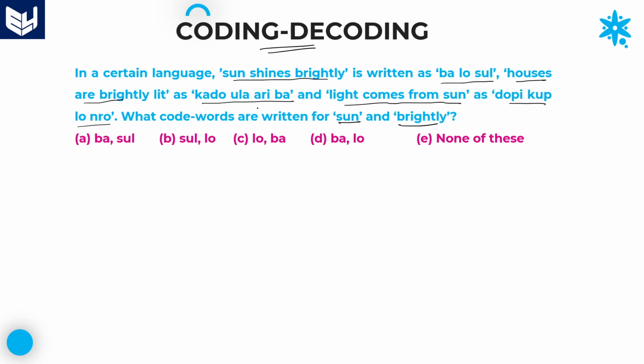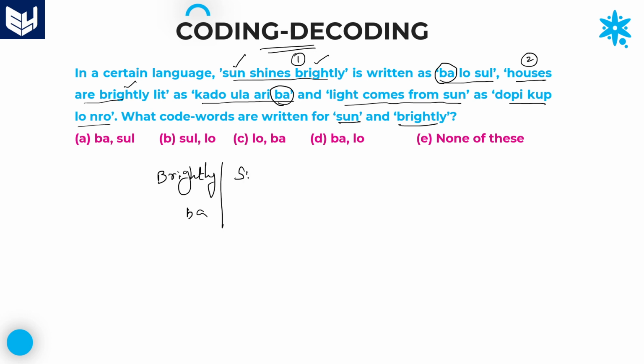Check where sun is and where brightly is. Sun is there in the first statement, and brightly is also there in the first statement. In the second statement, "Houses are brightly lit," brightly is there. Brightly is not there in the third statement. So in the first and second statements, what is the common code? BA is common. But you should not say exactly brightly is equal to BA. The common word is brightly in the first one and second one, and the possible code is BA. Is there any other code common in both sentences? LO is not there. SUL is not there. Therefore, brightly is equal to BA.